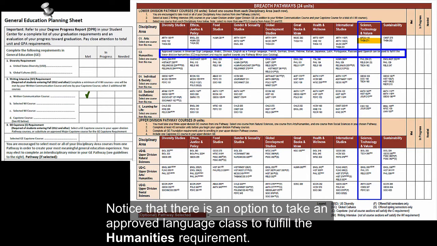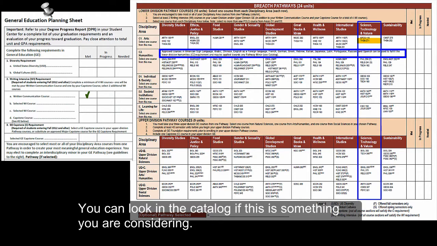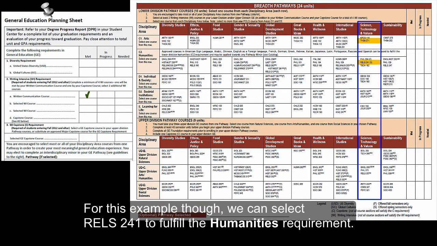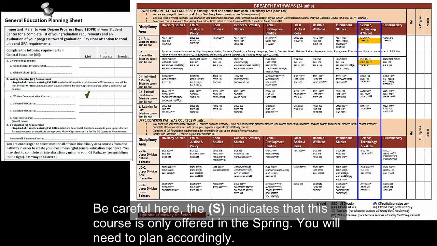Notice that there is an option to take an approved language class to fulfill the humanities requirement. You can look in the catalog if this is something you're considering. For this example, though, we can select Religious Studies 241 to fulfill the humanities requirement. Be careful here, the S indicates that this course is only offered in the spring. You will need to plan accordingly.